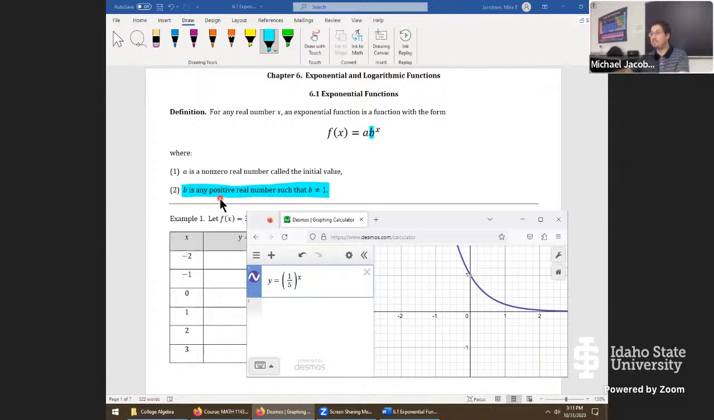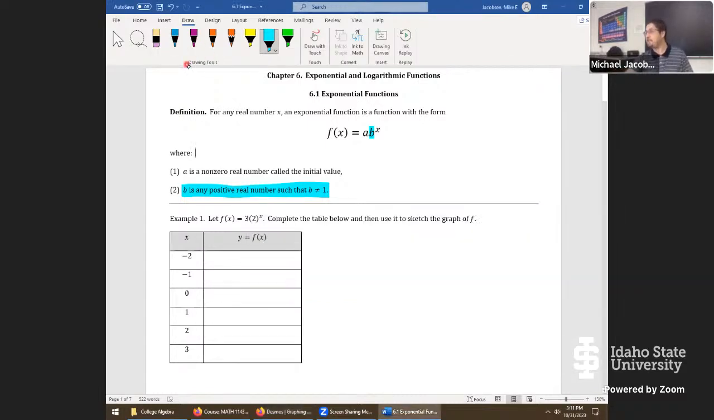So one question folks have is, why can't the base be negative? Well, here's what happens on the graph. Let's see how Desmos handles this. It's not going to handle it at all. It's very upset with that. Nothing plots. And here's the trouble with that.